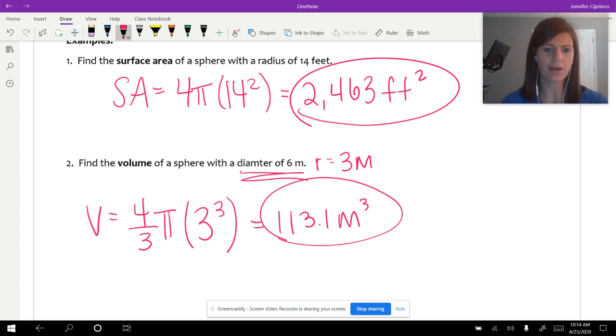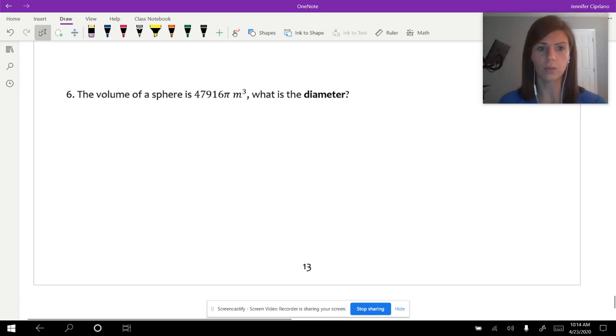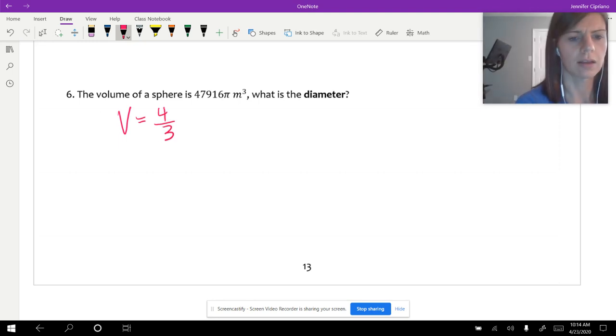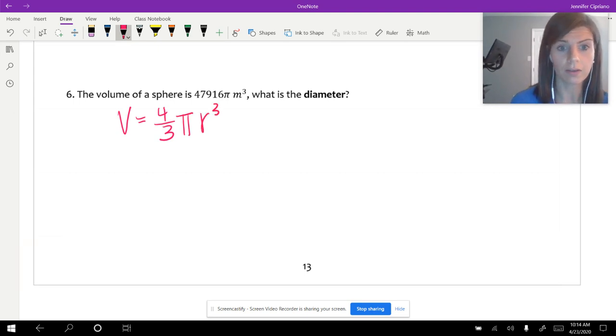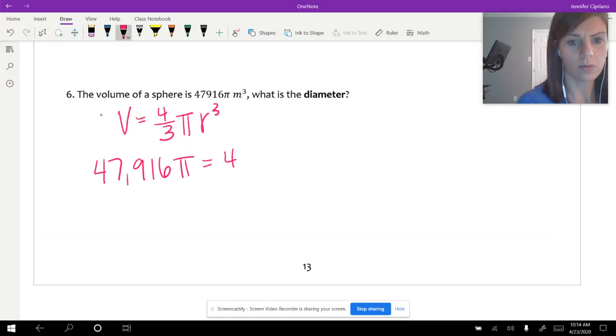Before you do the 11.5 practice, I do want to go ahead and do number 6 with you. Just because it's a lot of steps, and I think it's important for you to see, but we're just going to walk through this one together real quick. So the volume of a sphere is given to us, and we're trying to find the diameter. So I'm going to set up here volume equals 4/3 pi r cubed. So we're given the volume. The volume is 47,916 pi, and that equals 4/3 pi r cubed.